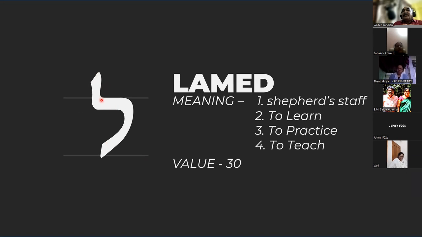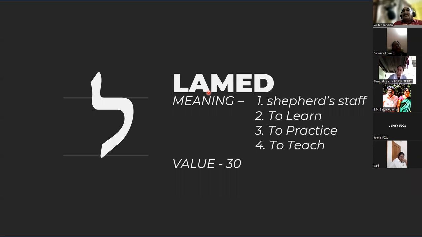This alphabet is called Lamed. It is the tallest alphabet in Hebrew. The smallest alphabet is Yod, and the tallest alphabet is Lamed. This Lamed appears in the center of the 22 alphabets, so it is also called the heart of the alphabet. The meaning is not literally heart, but it appears at the center of the alphabet.